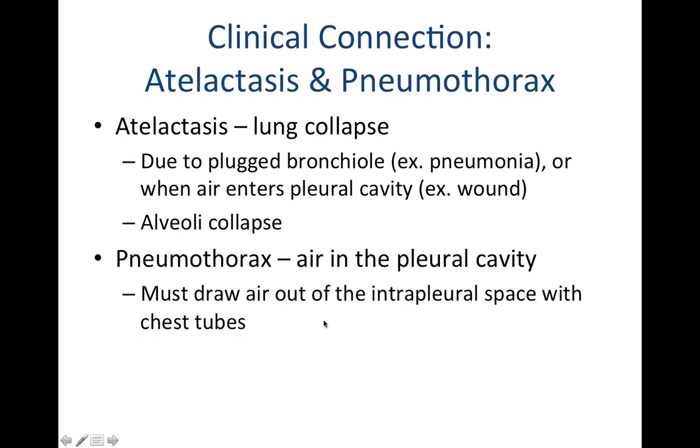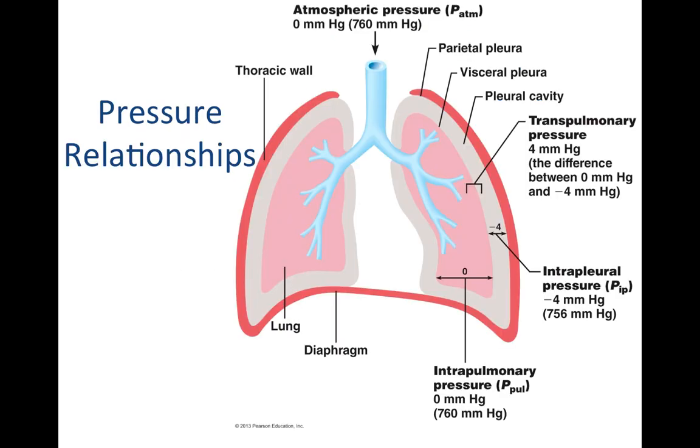When you have a lung collapse, this might be due to a plugged bronchiole, or you might have air that enters the pleural cavity if you get a wound in your lungs or in your thoracic cavity. This causes the alveoli to collapse. The reason that your lungs stay inflated is because of that slightly negative pressure that acts like a plunger on your lungs. I'm going to move back for a second.